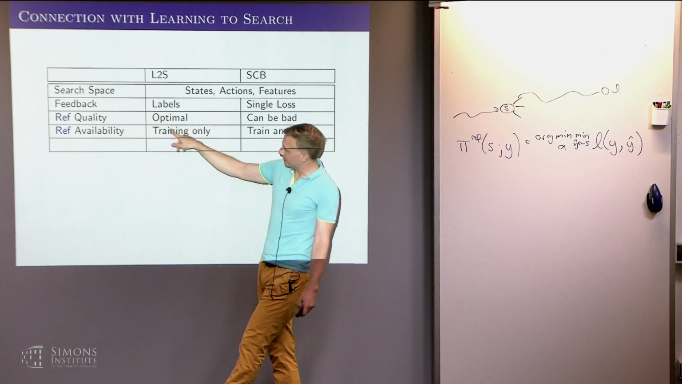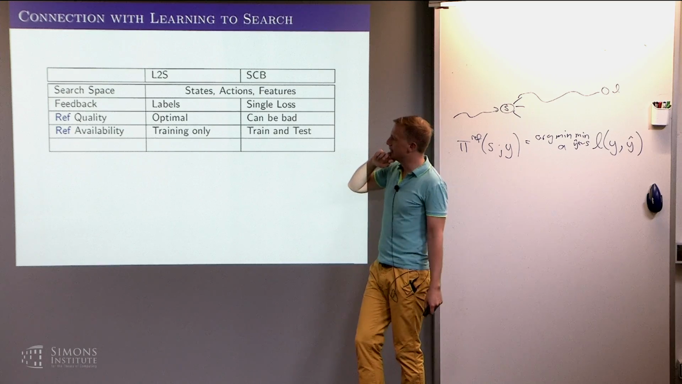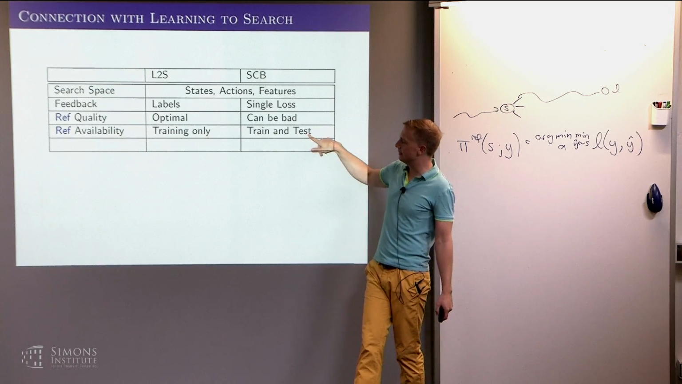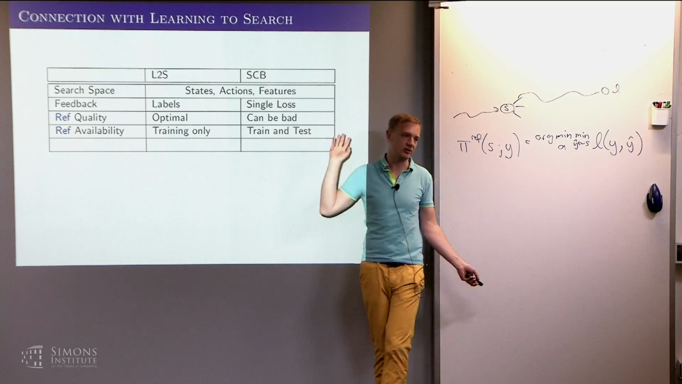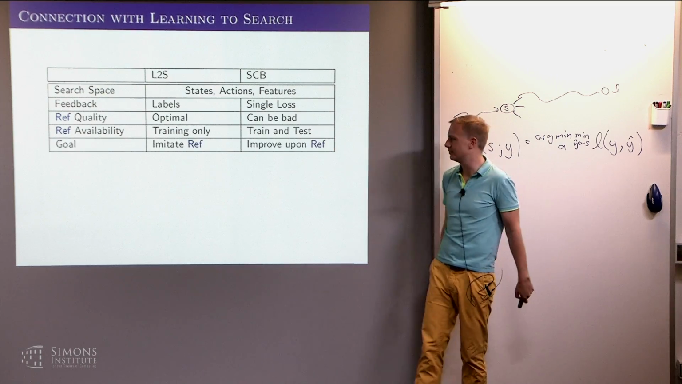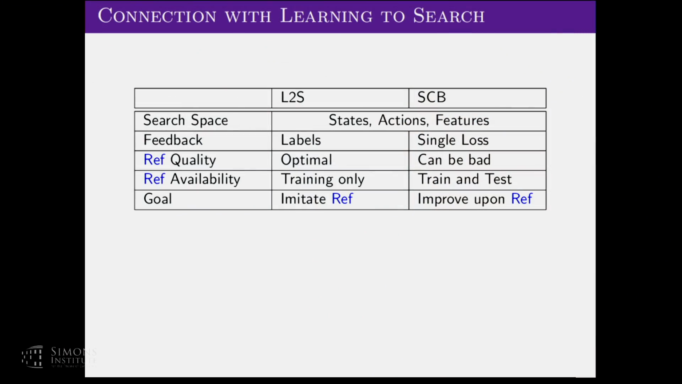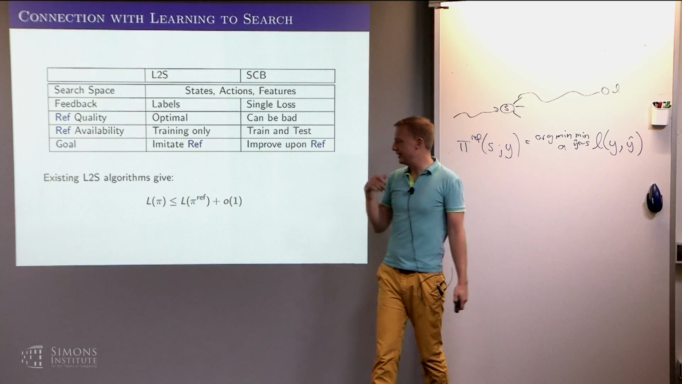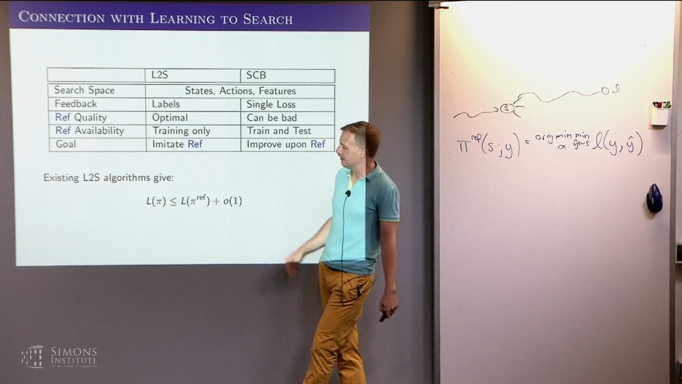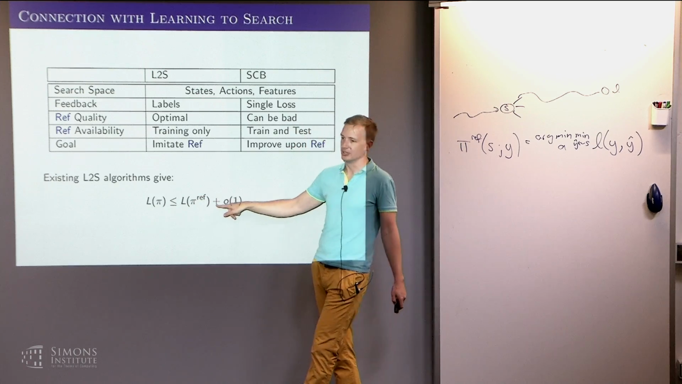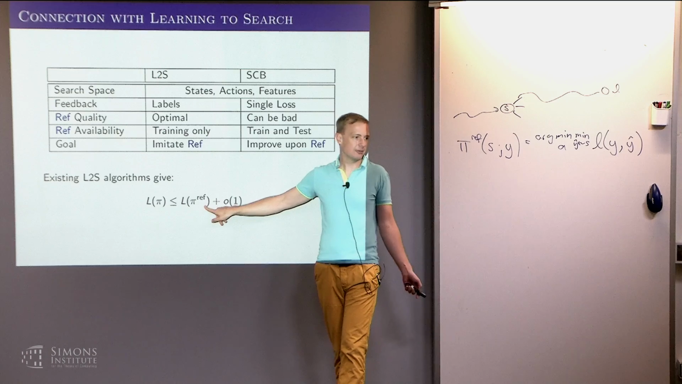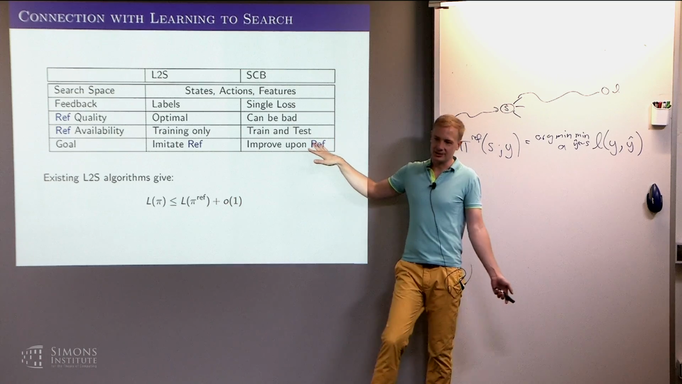The reference is only available at training time in the supervised case. In the contextual bandit case, we're going to assume it's available both at training time and testing time, so I can always run the off-the-shelf algorithm. And so like I said, the goal is very different. In the structured prediction setting, the goal is to imitate the expert. But in the contextual bandit case, the goal is to improve on it. I said this before, but existing algorithms like Dagger can give you a result that your loss is not much worse than the loss of the reference, but this is not useful in the contextual bandit setting.